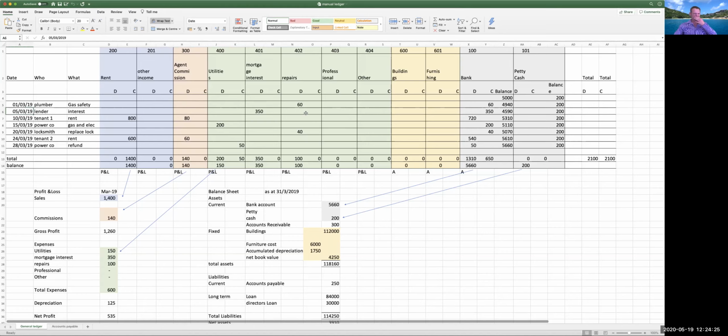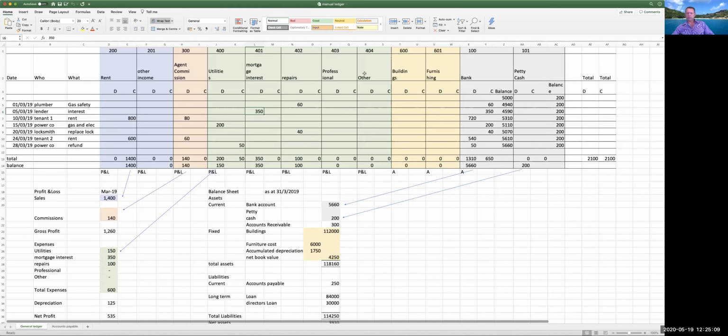The next thing that happens on the 5th of March is that you pay interest to your lender. Okay, and again, it's showing as a credit in the bank account of £350 interest. Okay, so you're putting that as a credit in your bank account, and you're putting that as a debit under your mortgage interest account. So if we just have a look at these greens here, these accounts that are breaking down the different expenses of your business. I have, for this simple example, used utilities, mortgage interest, repairs, professional fees, and other.